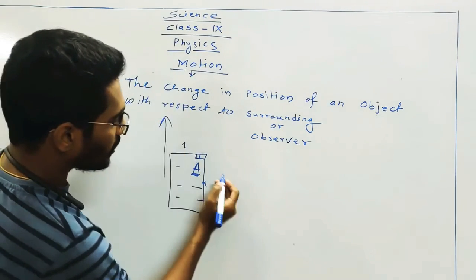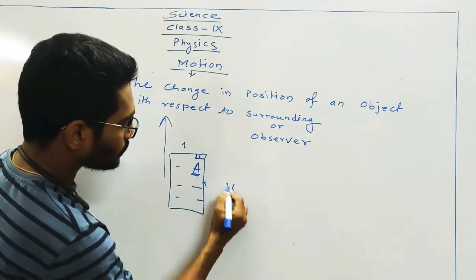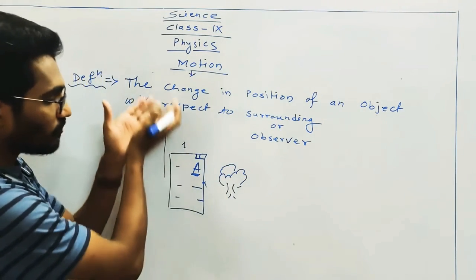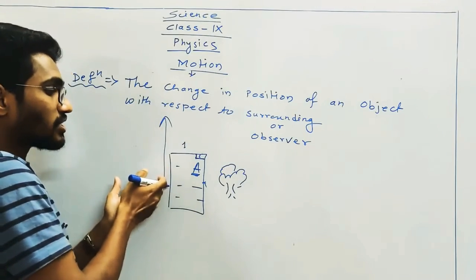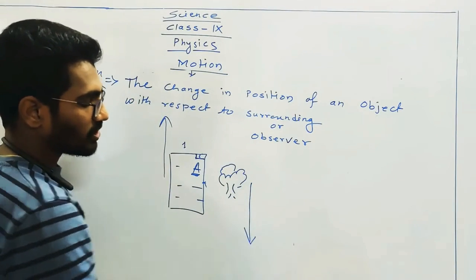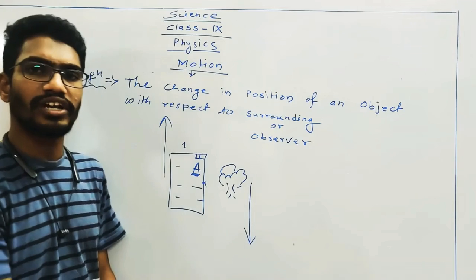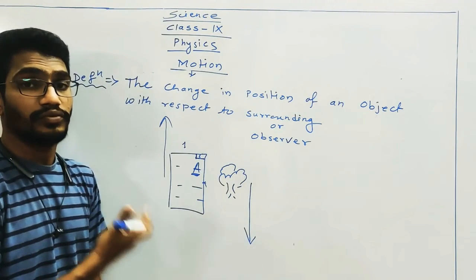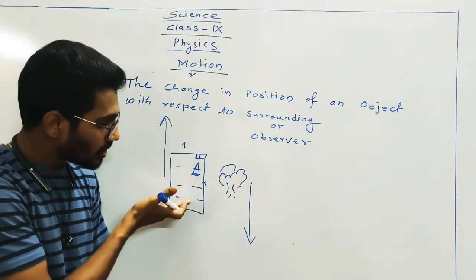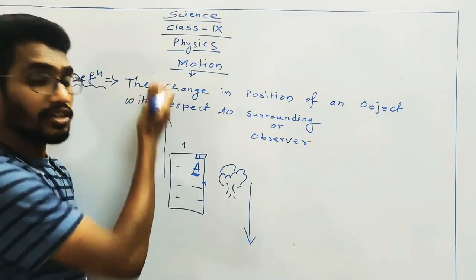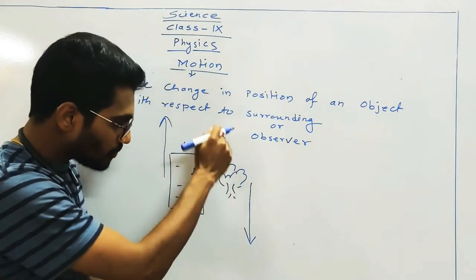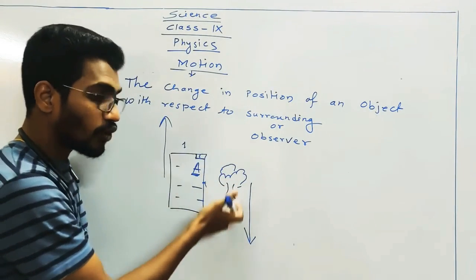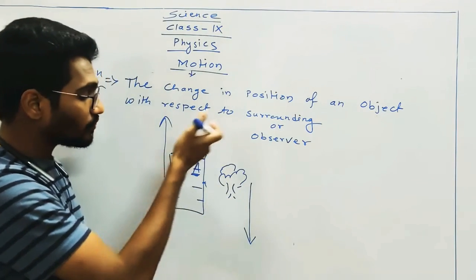Now this bus is moving forward, and here there is a tree. The bus moves in the forward direction. So with respect to the bus, this tree moves in the backward direction. Sir, the tree is at rest. Yes. But with respect to the bus, the bus is going forward, and with respect to the tree, it appears to go backward. So the bus is in motion for the tree, and the tree is in motion for the bus.